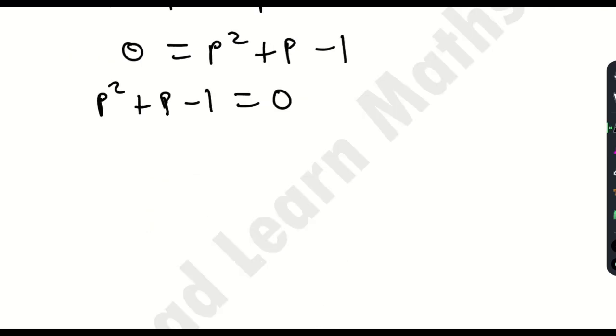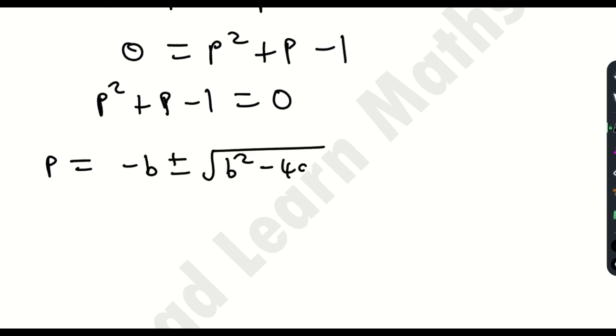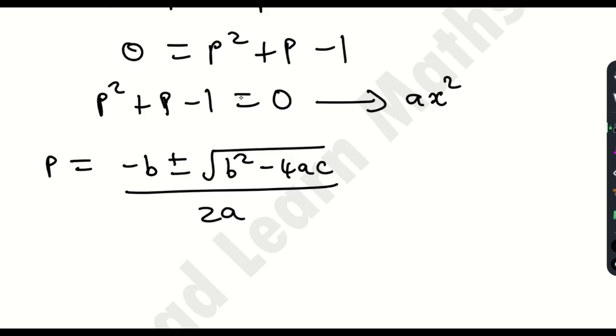So I cannot use the factorization method. I'm going to use the formula method. It's given by p is equal to minus b plus or minus the square root of b squared minus 4ac, all over 2a. Now we can compare this to ax squared plus bx plus c is equal to 0, which is the general form of a quadratic equation.